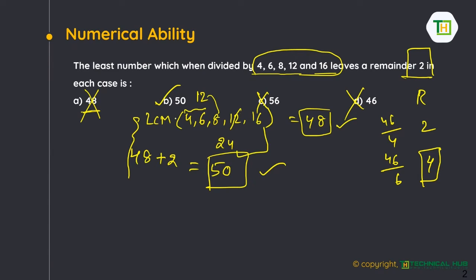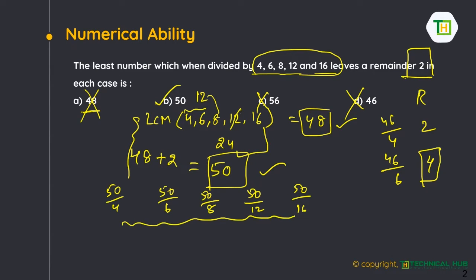The only option which will give you the exact result is 50 divided by 4, 50 divided by 6, 50 divided by 8, 50 divided by 12 and 50 divided by 16. In each and every case, you will get the same remainder, which is equal to 2. That is the answer. 50 is the right answer for this question. You can go with the general procedure or else you can go with the option verification method. It doesn't matter. Okay.